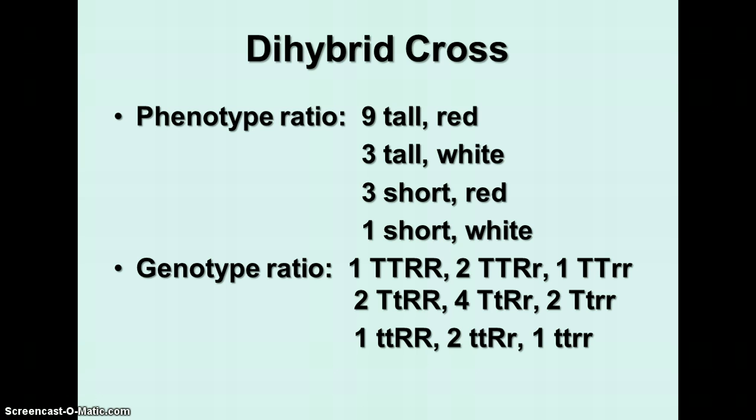You have to write all these genotypes down, but you'll also notice that it forms a pattern as well. We have 1 to 2 to 1, where you have a homozygous dominant for the first trait, and then homozygous dominant, heterozygous, and homozygous recessive for the second. 2 to 4 to 2, heterozygous for the first trait, homozygous dominant for the second, heterozygous for both, and then homozygous recessive for the second. And then 1 to 2 to 1 again, with homozygous recessive for the first, and homozygous dominant for the second, heterozygous for the second, and homozygous recessive for the second.